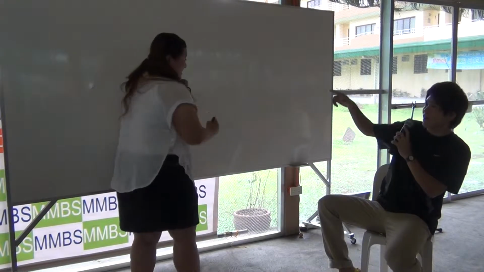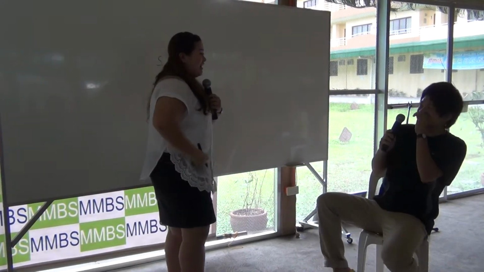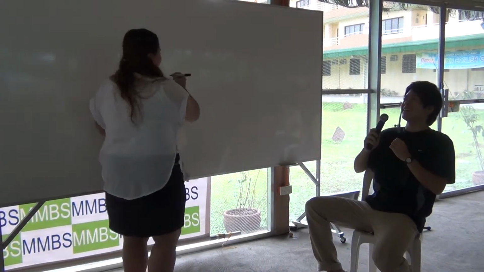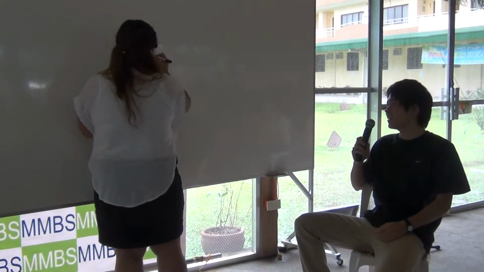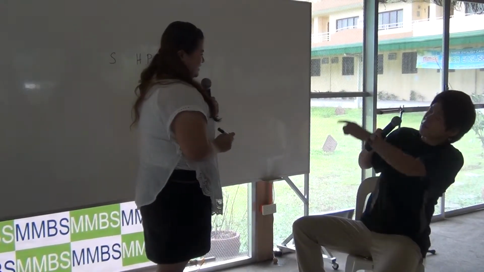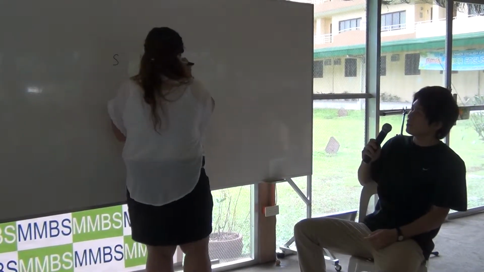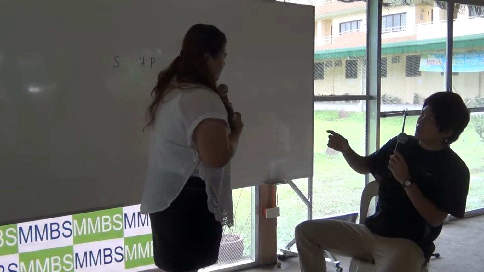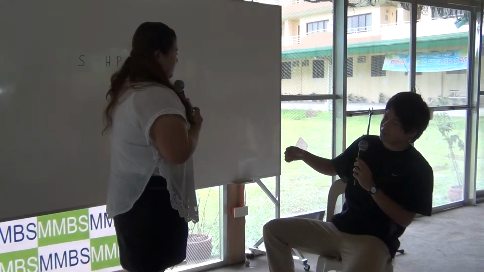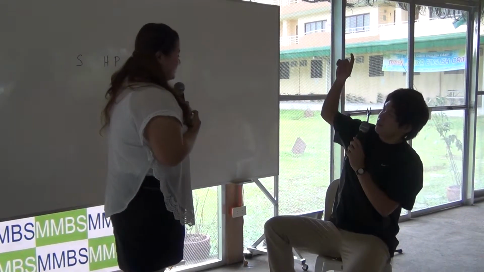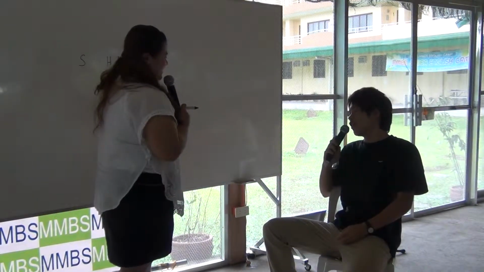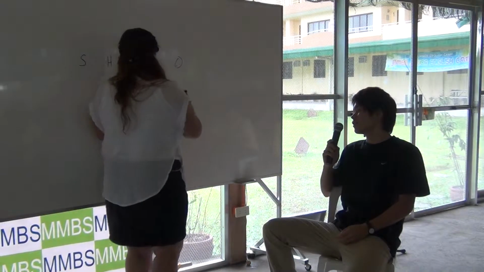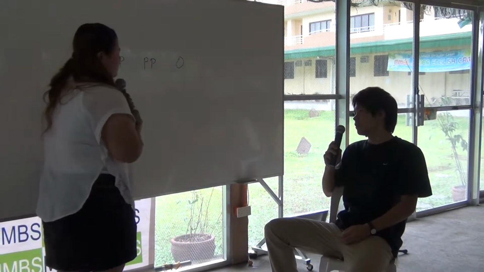Have. A helping verb. Okay, helping verb. And what's next? PP. What does PP stand for? Past participle, right? Yes. Okay, what's next after past participle? Object.